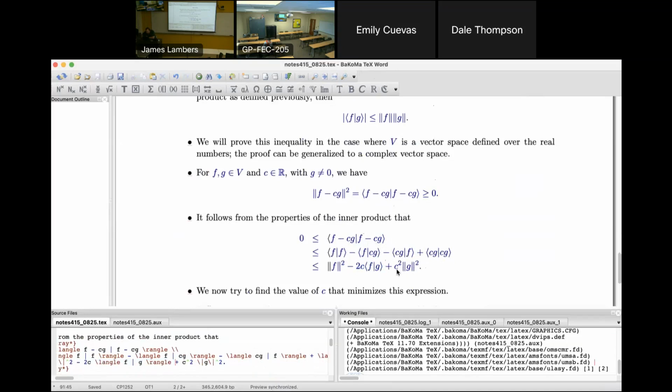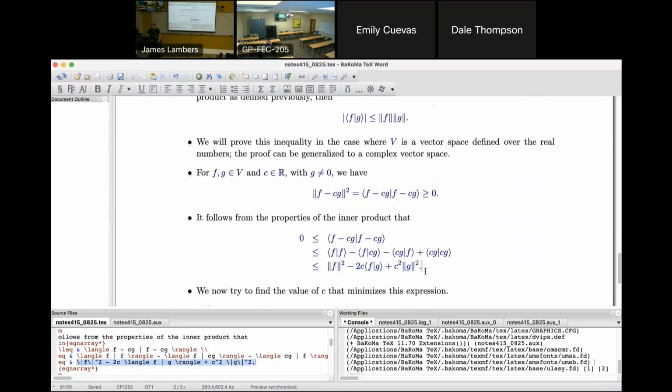Here I pulled out the c again, and I get c squared. Literally every property I gave on a scalar product last time is being used right here in these few steps. The scalar product of any vector with itself is the norm of that vector squared, so that's used here and here. So now, if you think of this whole expression as a function of c, with f and g considered constant, the idea is to find the minimum of this.